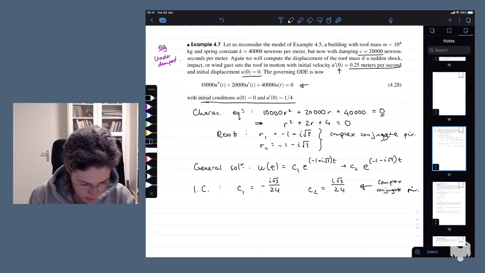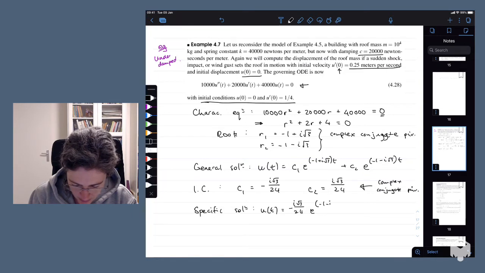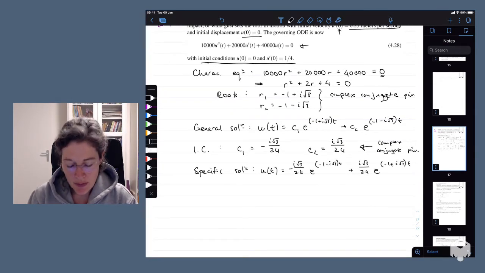Okay, so putting this all together, what does our specific solution look like? Well, it looks like u of t is equal to minus i root 3 over 24 e to the blah blah blah plus i root 3 over 24 e to the minus 1 plus i root 3 over t. And this might look more worrying than previously, because we've got these i's sitting over here, so it seems like maybe this is definitely complex. But we can use Euler again to help us out.